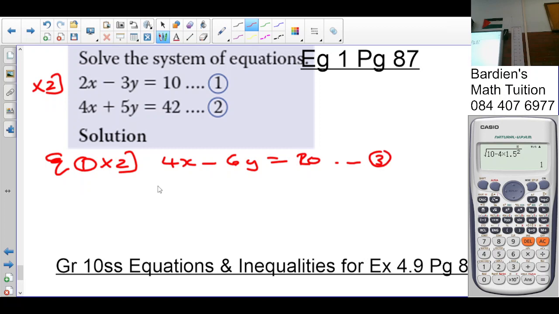Do I need to multiply equation 2 by anything? Why? Because the coefficient of x is already the same. So that is just 4x plus 5y equals 42. And this is equation 2. I rule a line here. Are you all with me now?